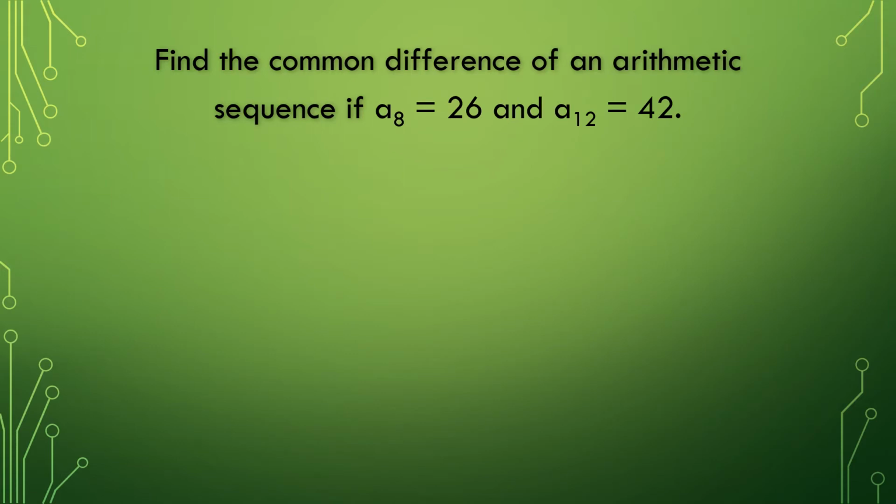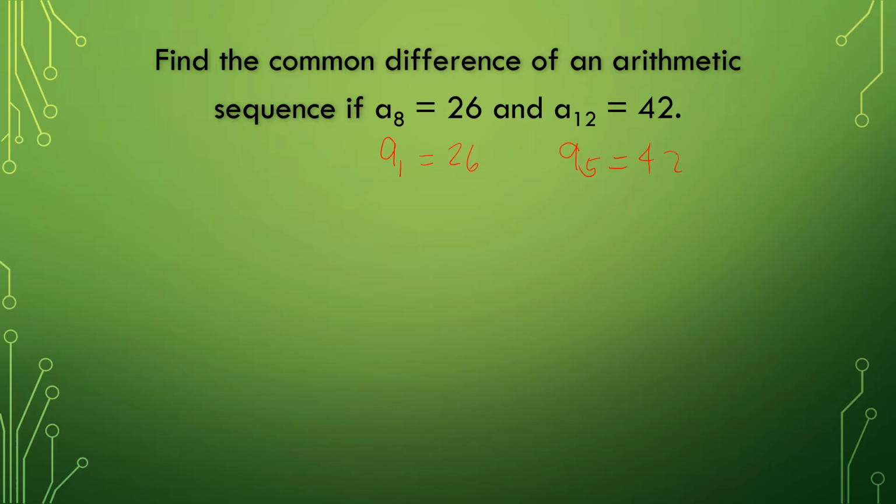What if you are going to find the common difference of an arithmetic sequence given two non-succeeding terms? So, say for example, we have here the 8th term which is equal to 26 and the 12th term which is equal to 42. Now, to find the common difference given two non-succeeding terms, we can let this a sub 8 be your a sub 1. So, if this is your a sub 1, a sub 12 will become your a sub 5.